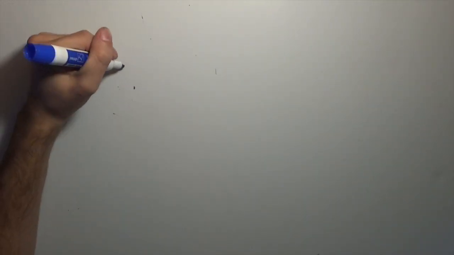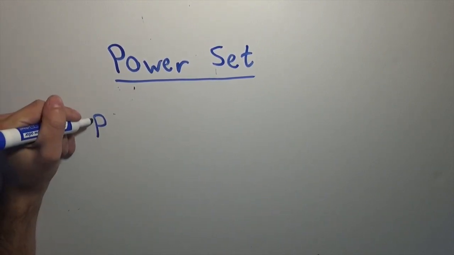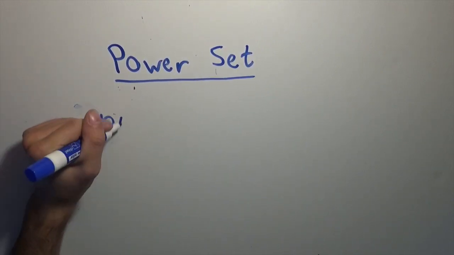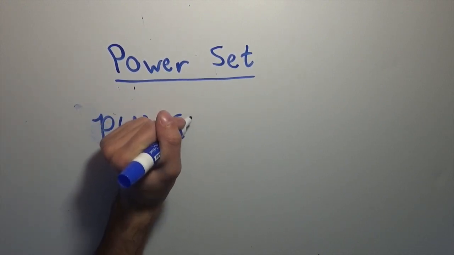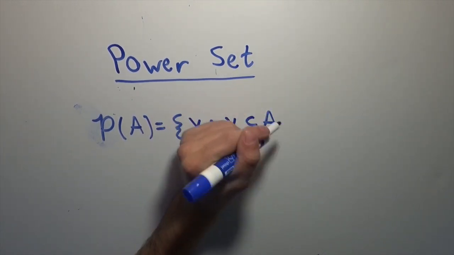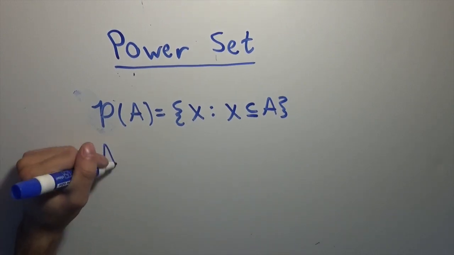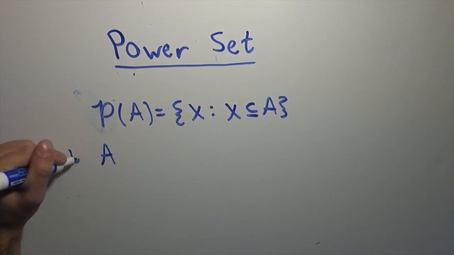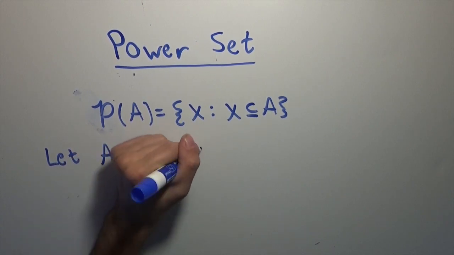And we are going to learn about that now, but we need to first discuss something called a power set. So a power set of a set, and I usually write it like this, P of A, power set of A, is equal to all sets X such that X is a subset of A. Not necessarily a proper subset, but some subset. So to give you an example, let's let A equal the set 1, 2, and 3.